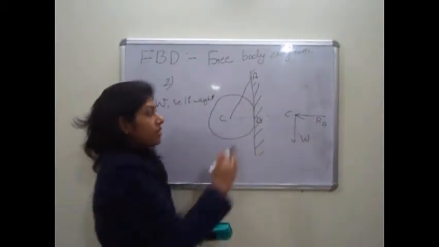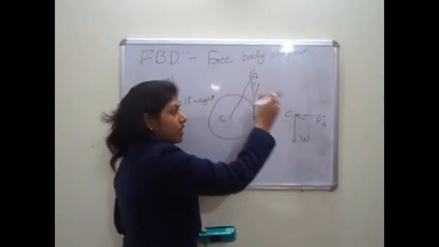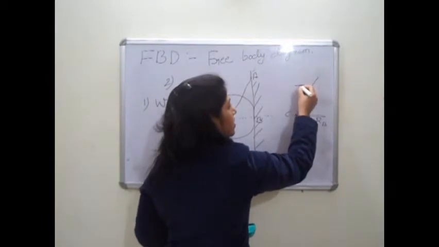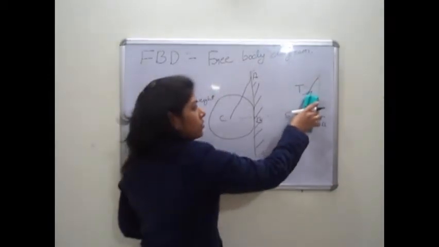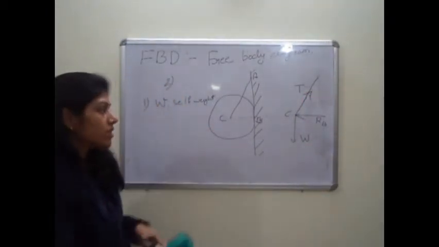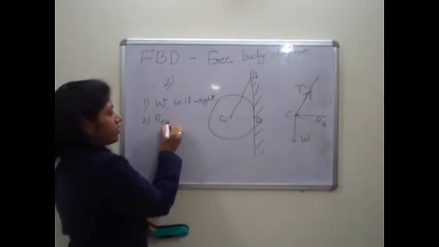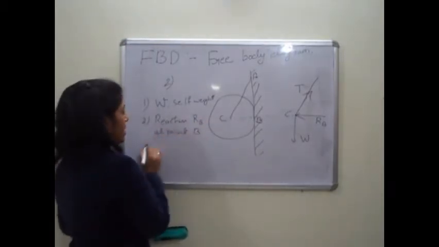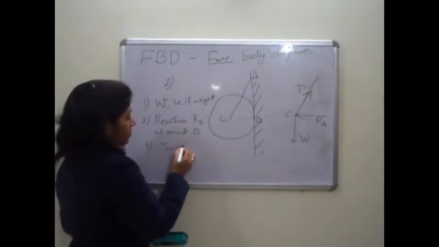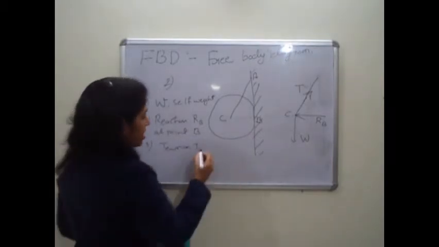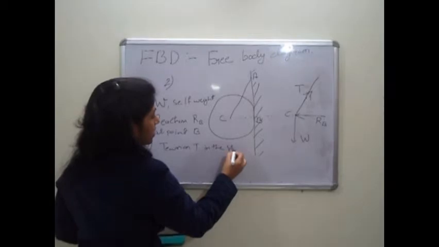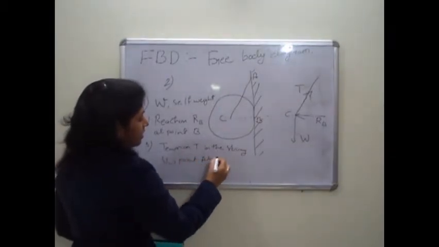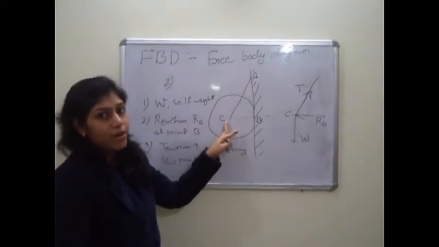These are two types of forces, self weight and the reaction at the point of contact. Another force is applied by the string, the tension T. So there will be three forces in this system: self weight W, reaction RB at point B, and third, tension T in the string between point A and C. So this is the free body diagram for this particular example.